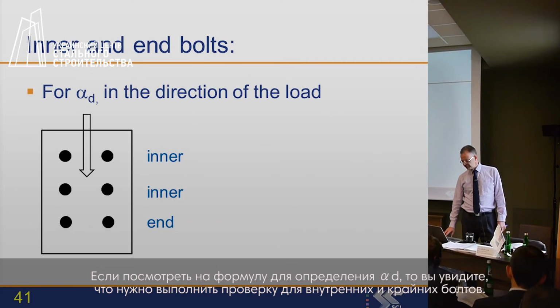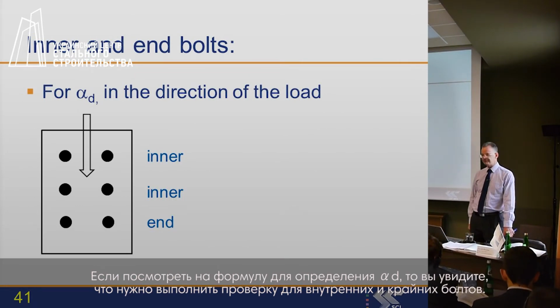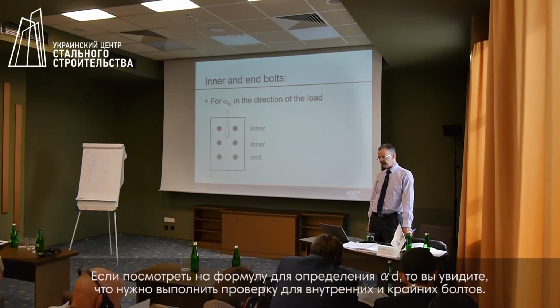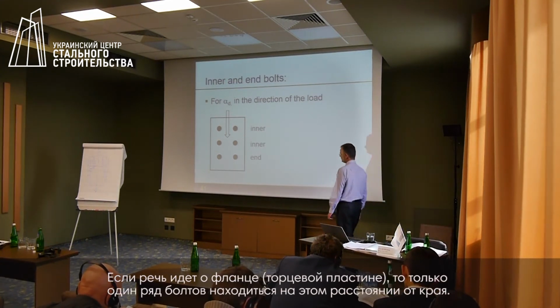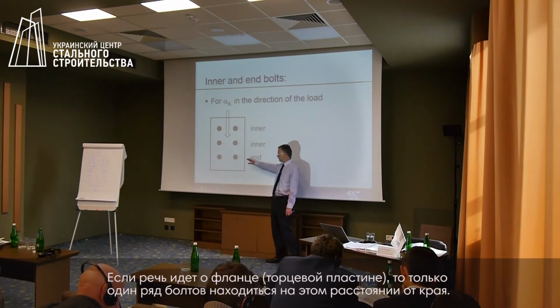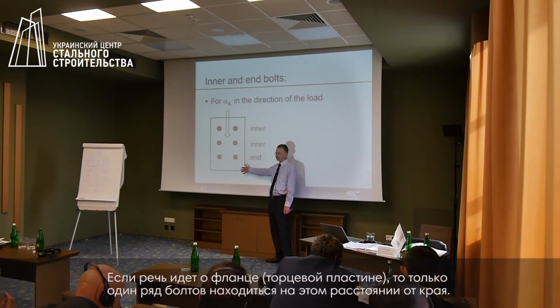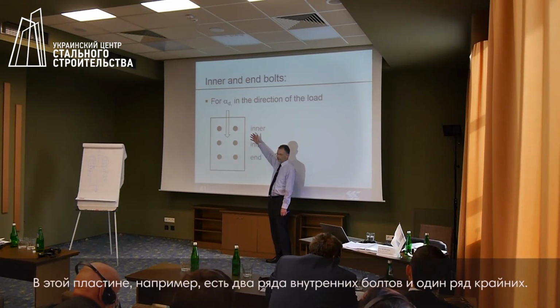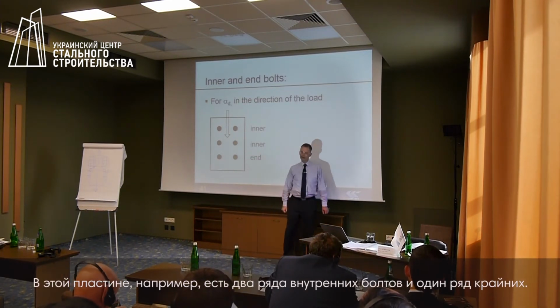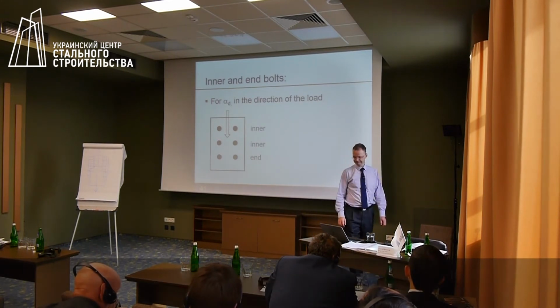When we look at the formula for alpha D, you will see that there are inner bolts and end bolts. So if this were an end plate, only one set of these bolts are affected by the end distance. So in this end plate, there would be two lots of inner bolts and one pair of end bolts.